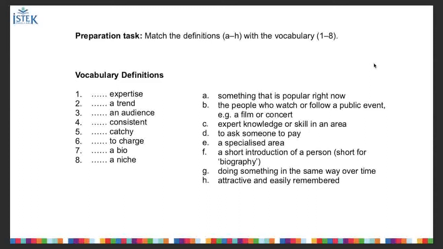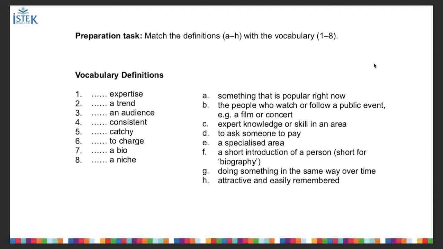What I'm going to do first is read off the vocabulary just for pronunciation, so you can have a listen and look at the same time on how these words are pronounced. So number one, we have expertise. Number two, a trend. Number three, an audience. Number four, consistent. Number five, catchy. Number six, to charge. Number seven, a bio. And number eight, a niche.